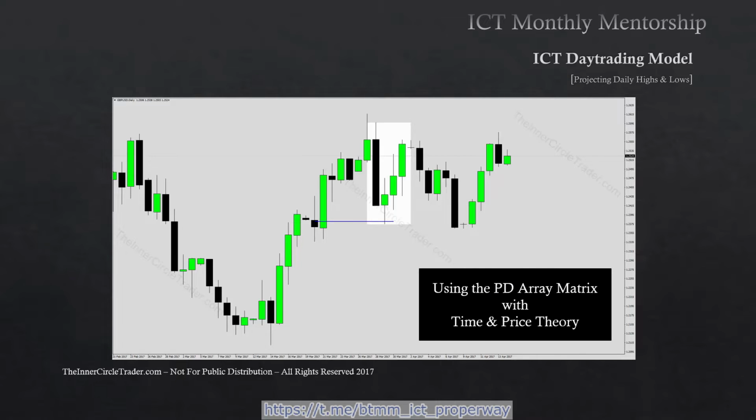So what we're doing is we're looking at the marketplace using the PD array matrix, and we're blending it with time and price theory. So we're looking at IPDA data ranges. We're looking at the PD array matrix. Are we in a premium or discount? The market trades down in the lower range of that white rectangle until it hits a bullish order block.